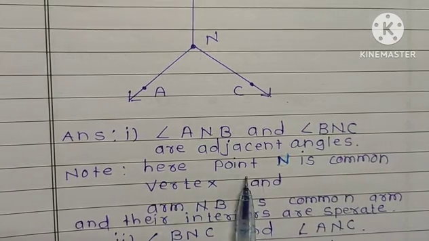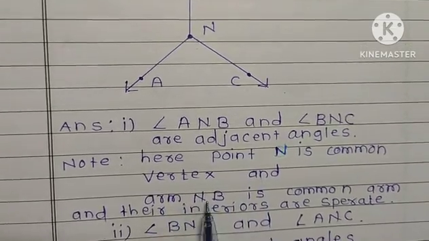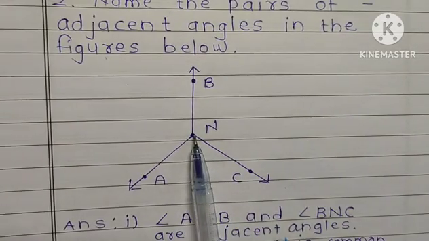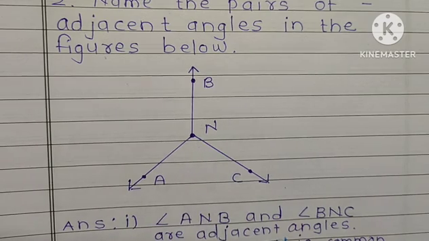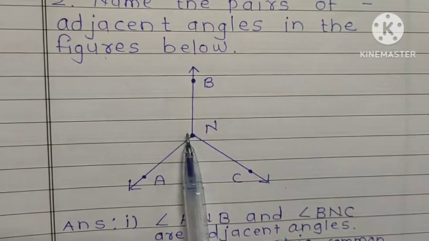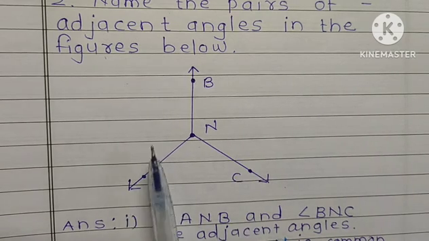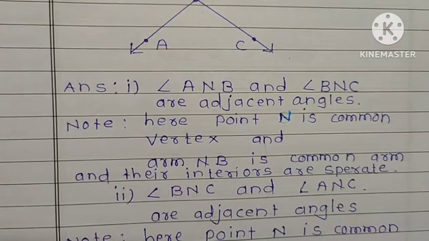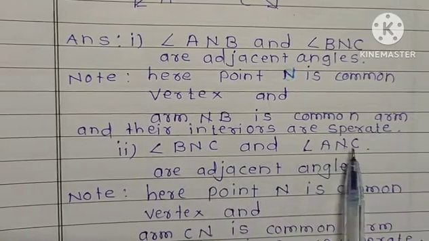Point N is common vertex and arm NB is common arm between these two angles. And finally, their interiors are separate. Second pair is angle B and C and angle A and C.